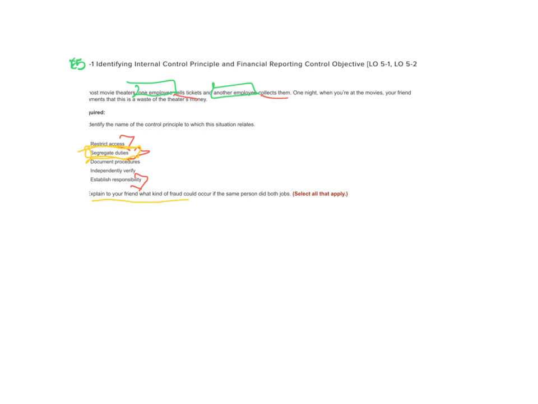It says, explain to your friend what kind of fraud could occur if one person did the same job. In other words, it's illuminating that the point of this question is that those related duties must be segregated. Because here's the deal. If someone walks in and says, hey, I'm here to see a movie, and the person that is there selling the ticket, as well as the person who's collecting the ticket, is the same person, and it just so happens that they're like, hey, I know you. You're my best friend. The potential exists for the sale not being recorded, right?